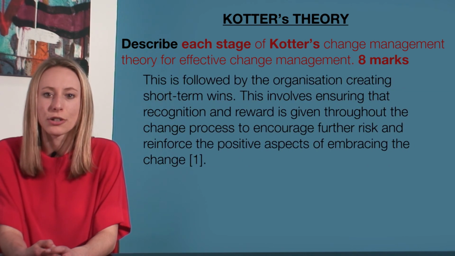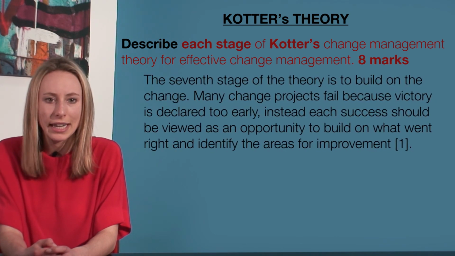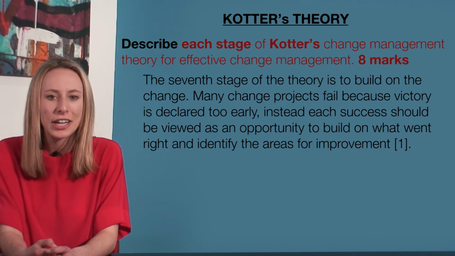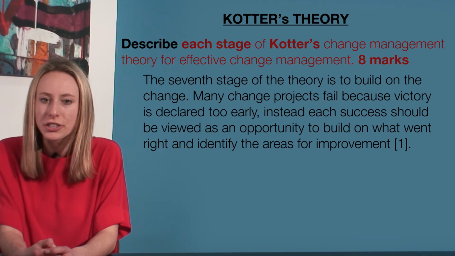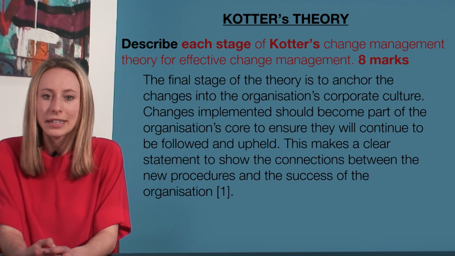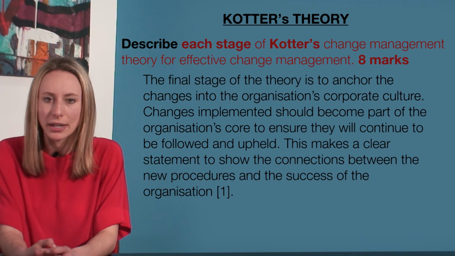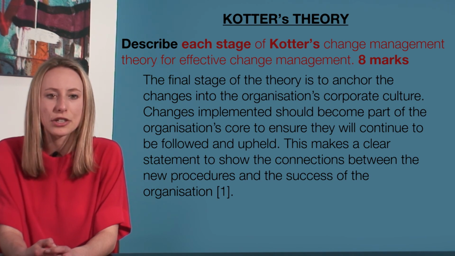This is followed by the organisation creating short-term wins. This involves ensuring that recognition and reward is given throughout the change process to encourage further risk and reinforce the positive aspects of embracing the change. The 7th stage of the theory is to build on the change. Many change projects fail because victory is declared too early. Instead, each success should be viewed as an opportunity to build on what went right and identify the areas for improvement. The final stage of the theory is to anchor the changes into the organisation's corporate culture. Changes implemented should become part of the organisation's core to ensure they will continue to be followed and upheld. This makes a clear statement to show the connections between the new procedures and the success of the organisation.